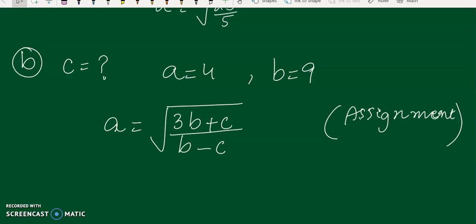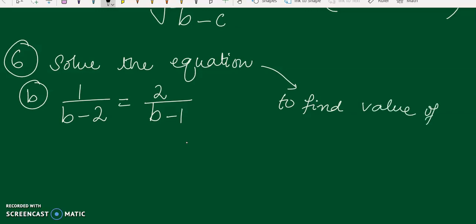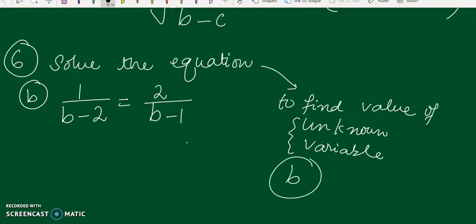Now we move on to next question, which is question number 6. Okay viewers, so in this question we have to solve the equation. Now what is the meaning of solving the equation? It means to find the value of unknown. Unknown means variable. For example, in this question we have b as unknown. So we need to find the value of b.